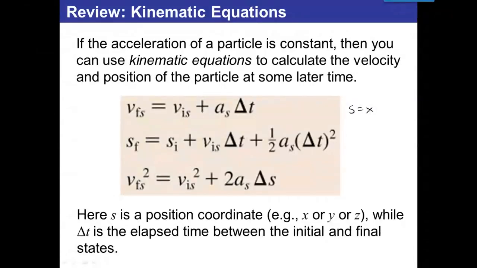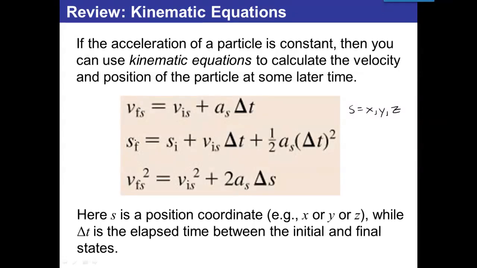So here in this case, s equals x or y or z, right? It's just a component of that acceleration or the velocity in that direction. Then the initial velocity plus acceleration times the time interval over which that acceleration acts will give you the final velocity. Similarly, you can find the final position, right?